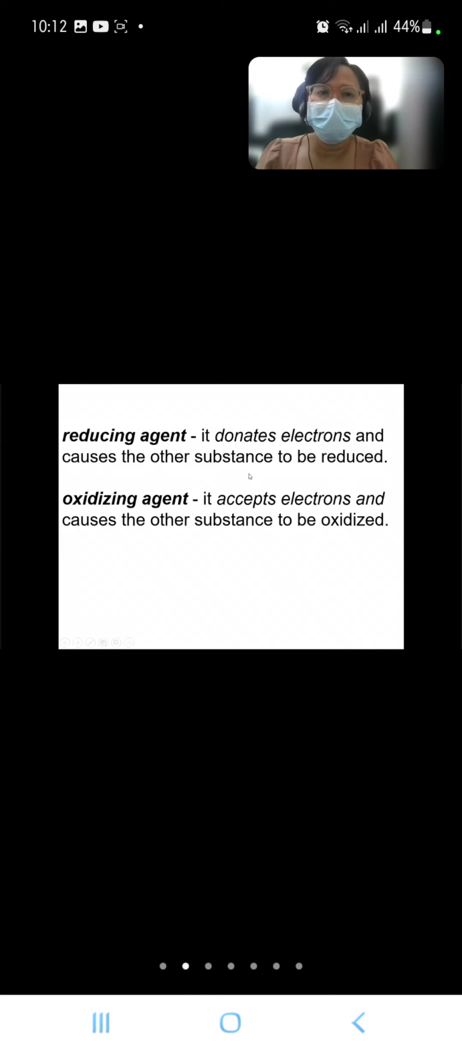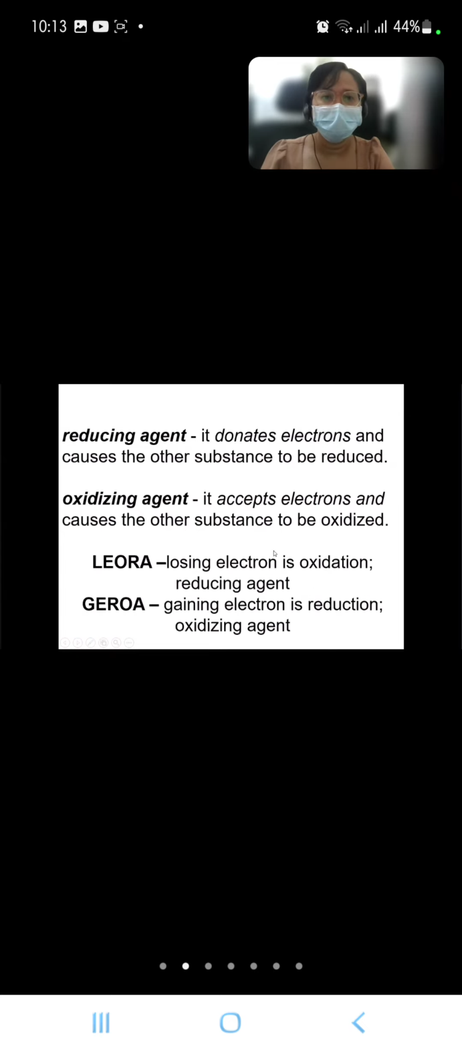Okay, so the reducing agent is the substance that donates electron or electrons and causes the other substance to be reduced, while the oxidizing agent is the substance that accepts electron or electrons and causes the other substance to be oxidized. Okay, so we just have to remember also these acronyms.